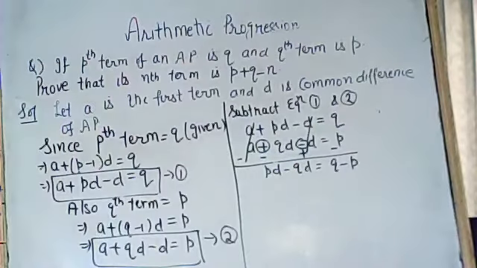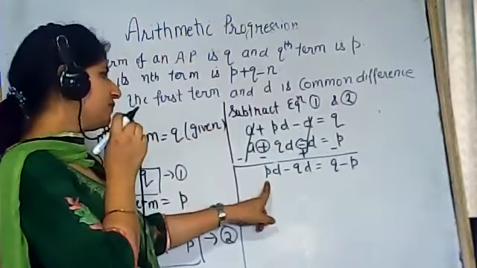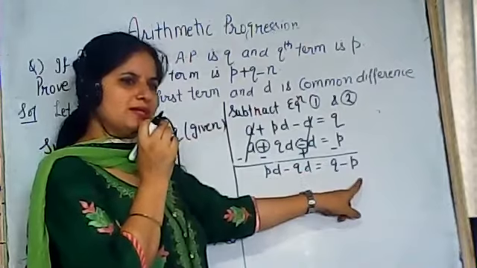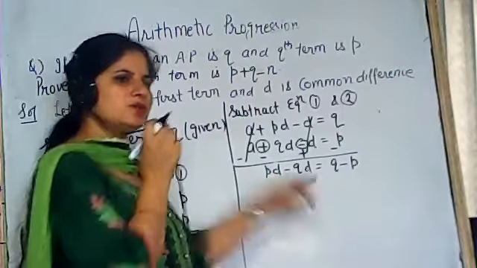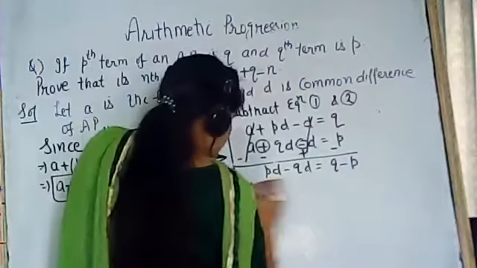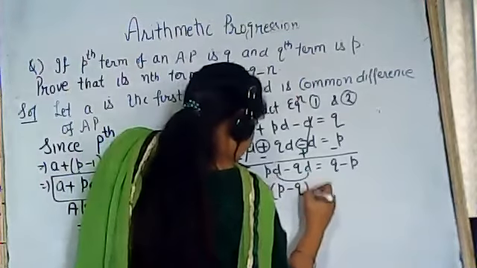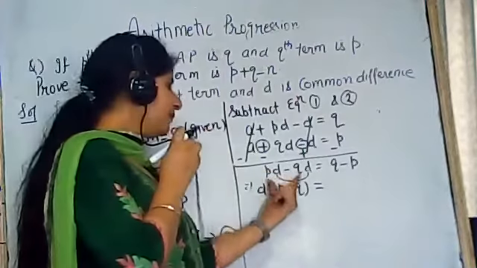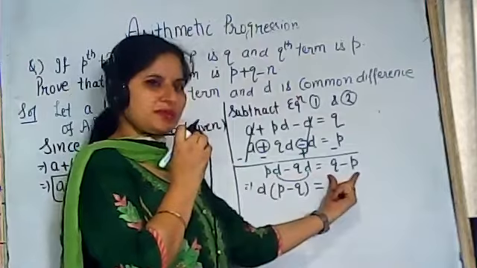So after subtraction of equation number 1 and 2, we are left with PD minus QD equals Q minus P. Now from the left hand side, D can be taken as common. So what is the next step? We can take D common. So we are left with P minus Q, and this is equals to, since we have P minus Q on left hand side and Q minus P on right hand side.